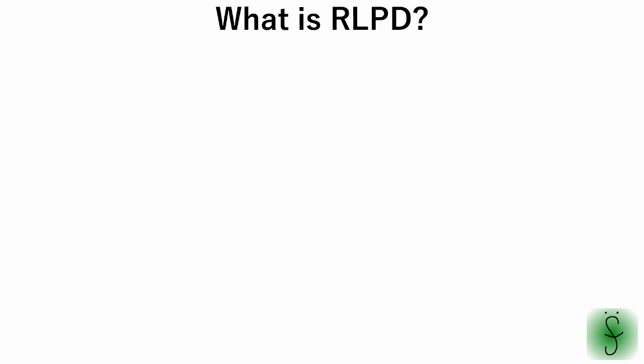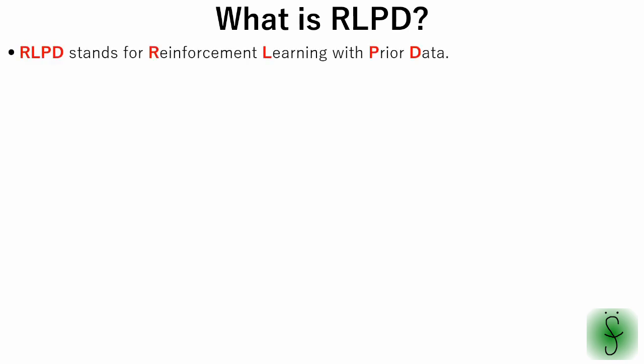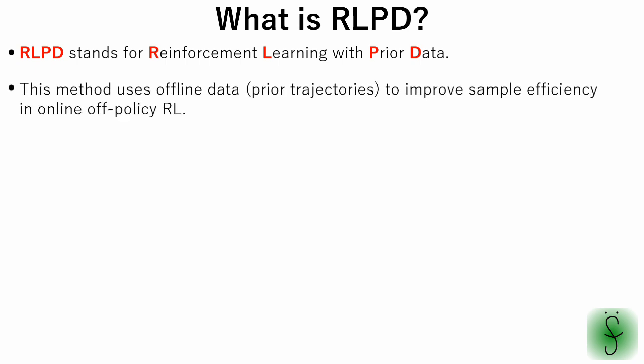So, what is RLPD? RLPD stands for Reinforcement Learning with Prior Data. This method uses offline data such as expert trajectories to improve sample efficiency in online off-policy RL.